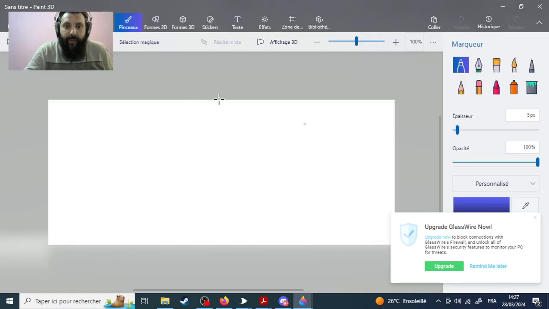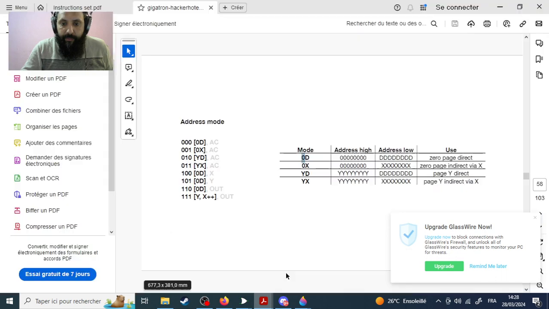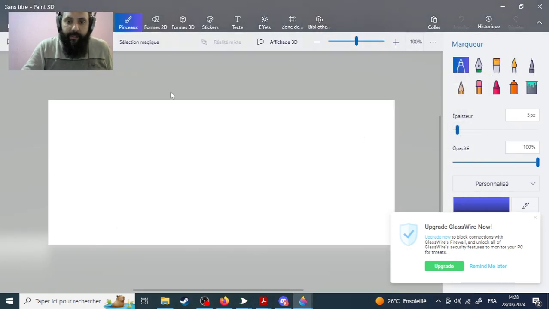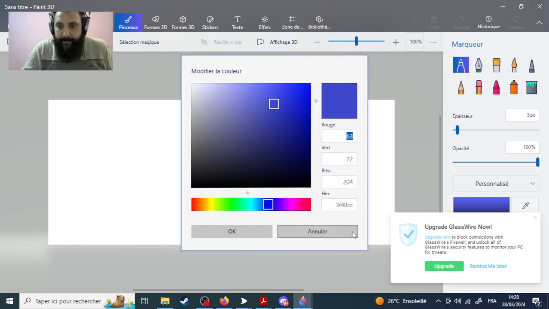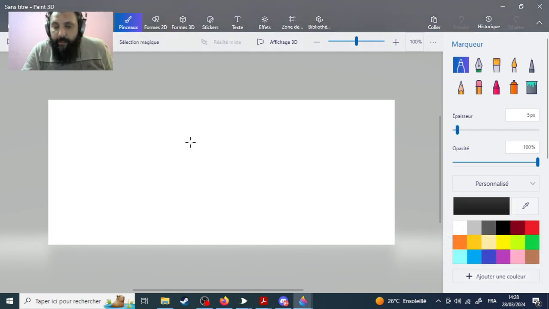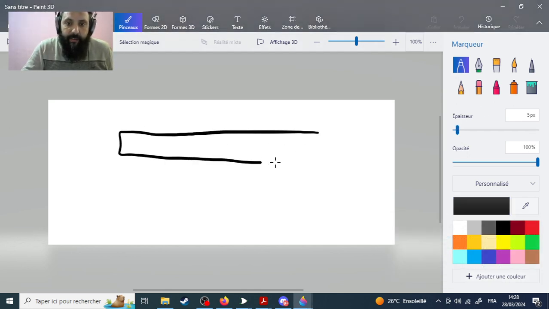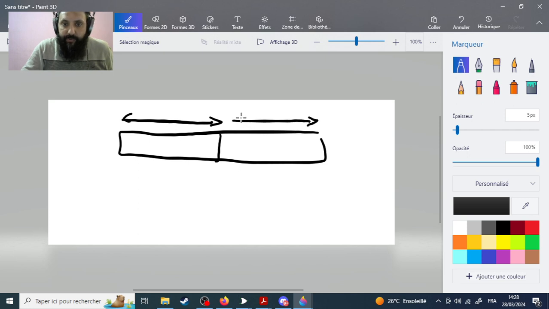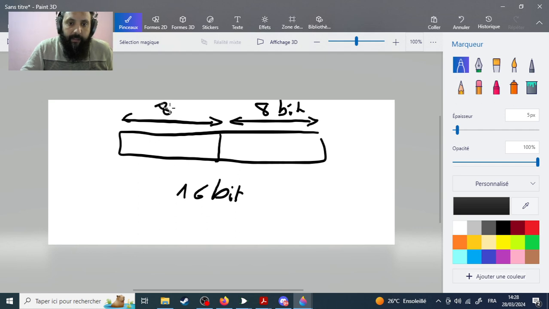Okay, I will try to. The first mode is 0D. You have to remember, what do we have here? With 0D, we have an address for the RAM of 16 bits. The total is 16 bits. We have 8 bits here and 8 bits here.